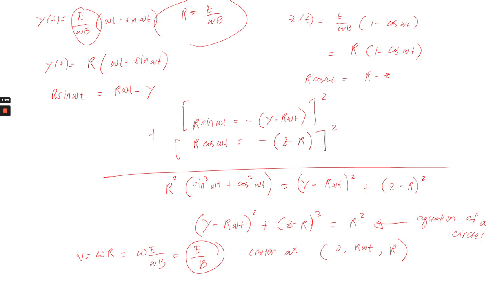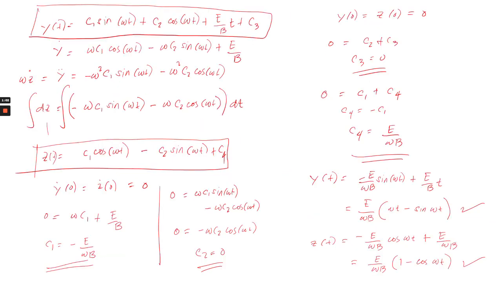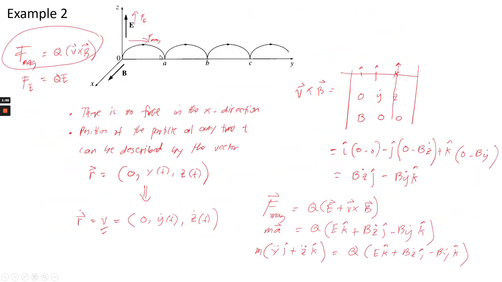Okay? So the particle moves as though it were a spot on the rim of a wheel, rolling down the y-axis at constant speed v. And the curve generated in this way is called a cycloid. And notice that the overall motion is not in the direction of the electric field, as you might suppose, but it is actually perpendicular to it.